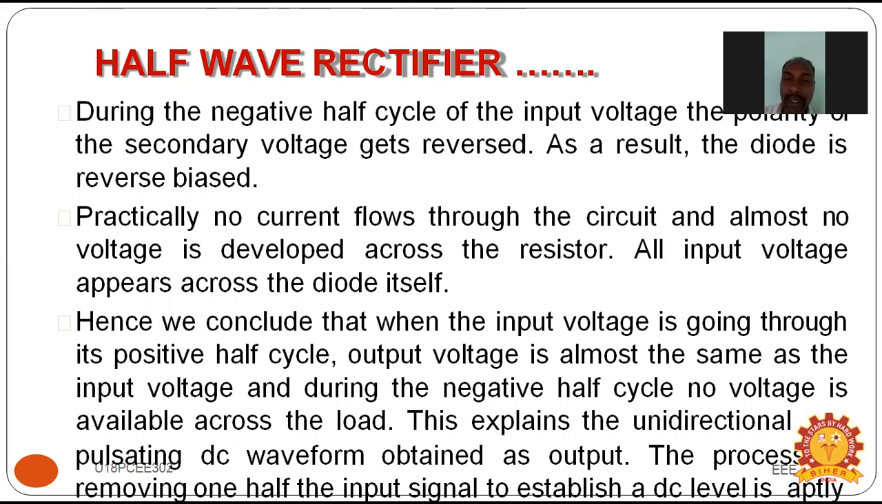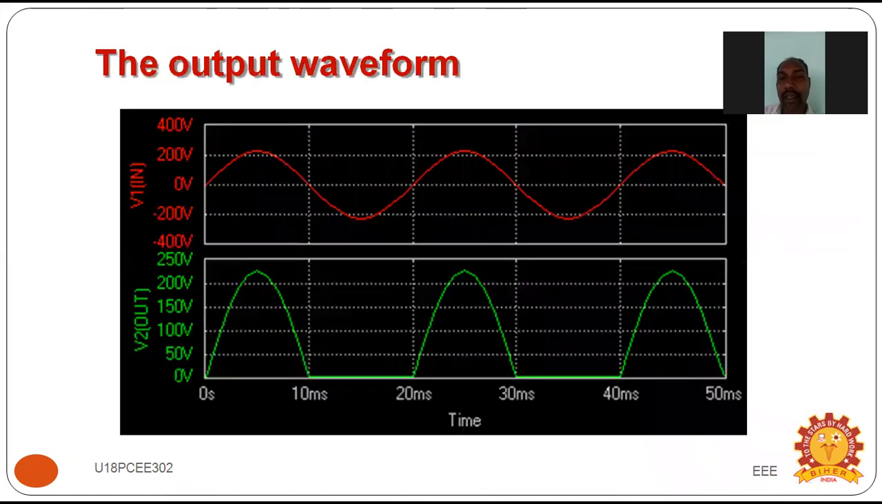This produces a unidirectional pulsating DC waveform. In the waveform obtained as the output, the process is removing one half of the input signal and establishing a DC level. Just see the output waveform.